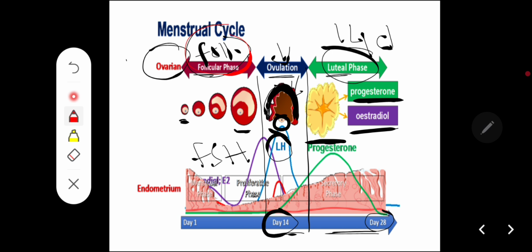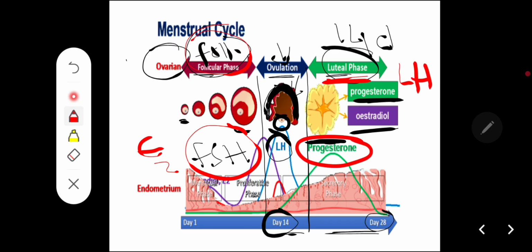During the follicular phase, under the effect of follicle stimulating hormone, the predominant hormone is estrogen. While during the luteal phase, under the effect of luteinizing hormone, the corpus luteum will produce progesterone mainly as the second half of the menstrual cycle. So estrogen and FSH as the first half of the cycle, while LH and progesterone as the second half of the cycle.